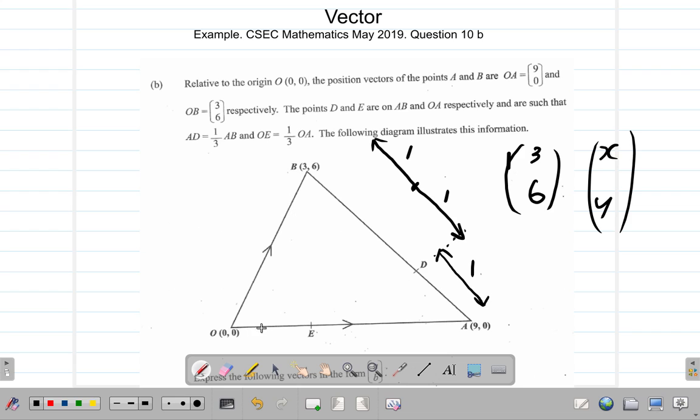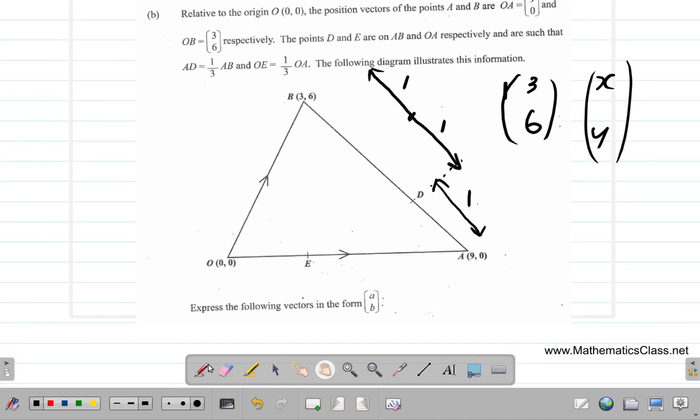OE, from O to E, right here, is 1/3 of the distance from O to A. You see that? So OE is 1/3 OA. AD is 1/3 AB. This is 1, but here this is 2, which you can break up into 1 and 1. We will look back at it later.